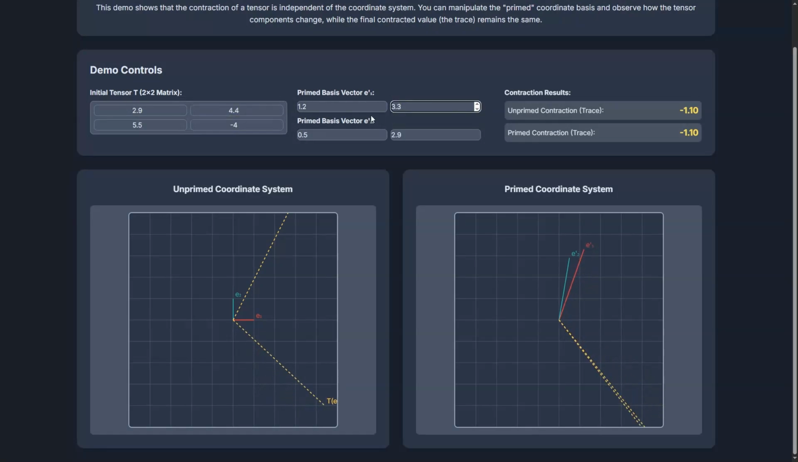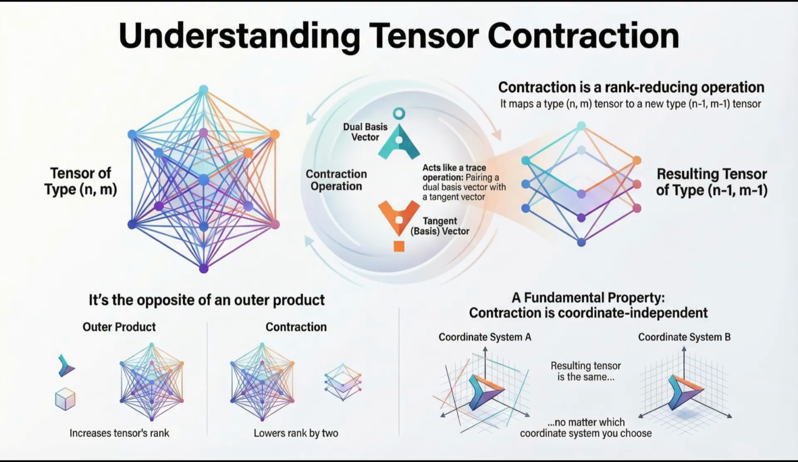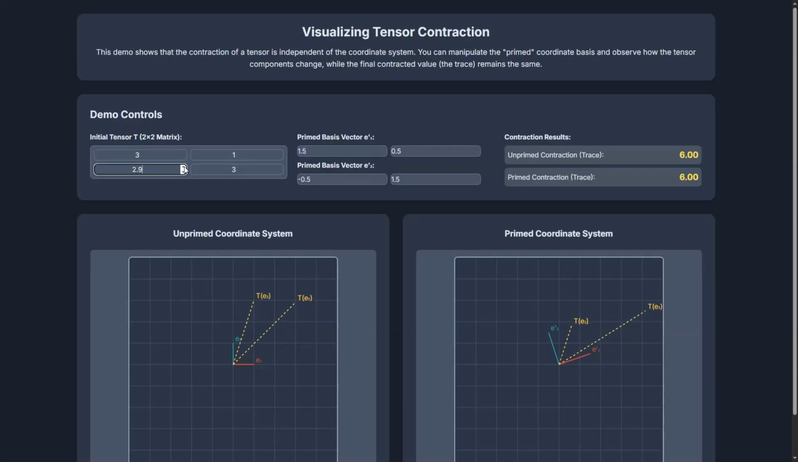Second, how does it actually work mathematically? Well, it involves pairing up very specific components within the tensor, a vector part and a dual vector part. And when they're paired up, they essentially cancel each other out, collapsing two directional measurements into a single value. That's precisely why the rank drops by 2.